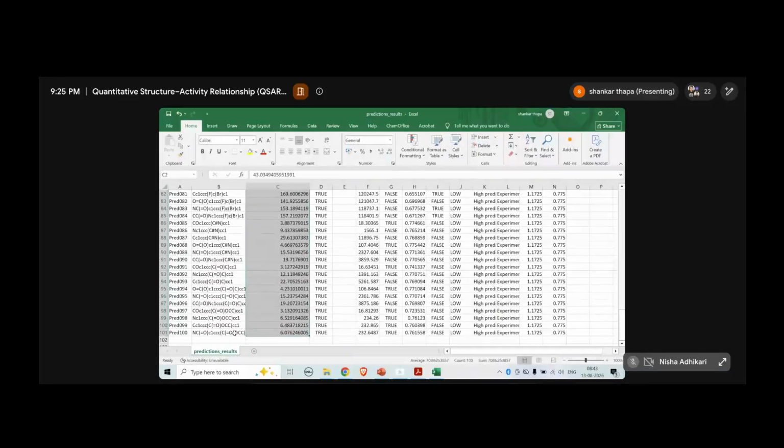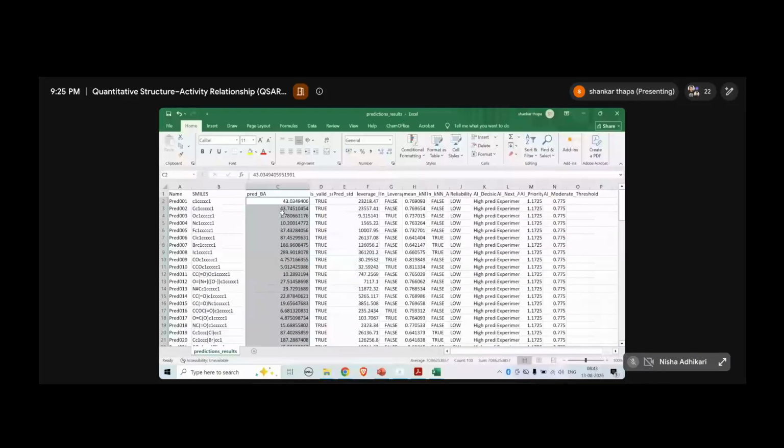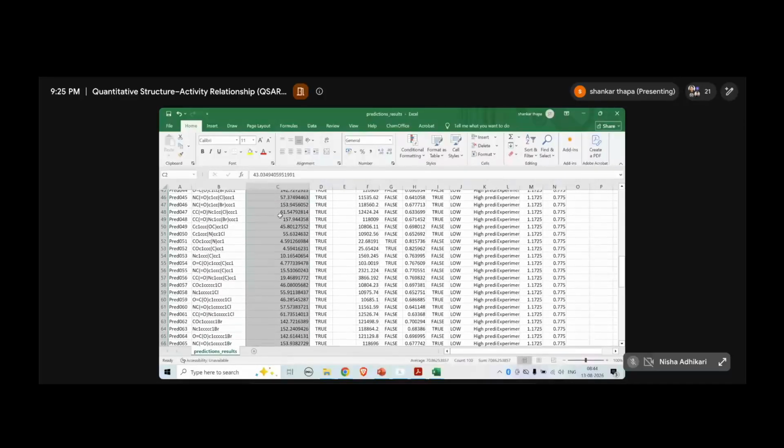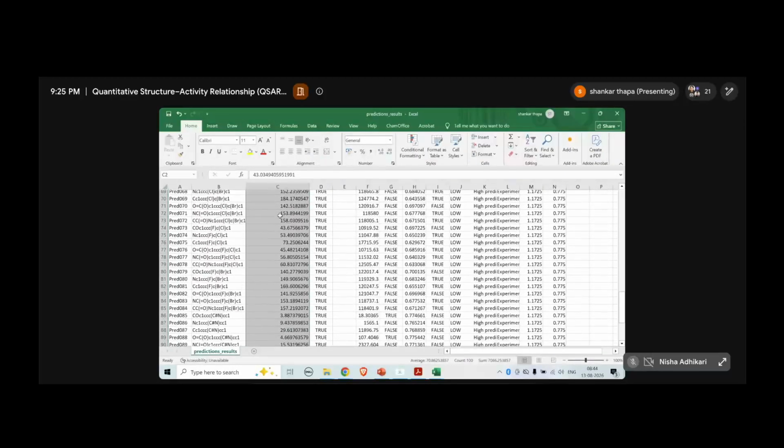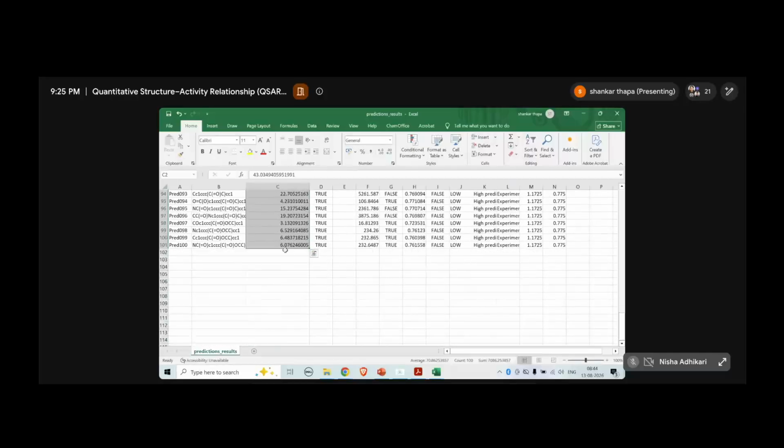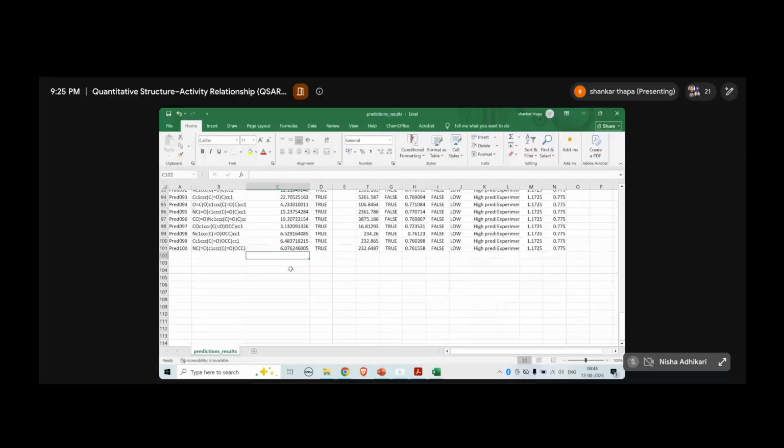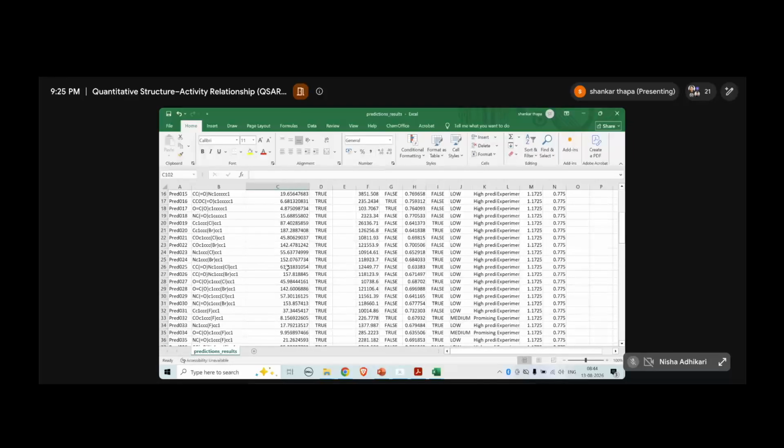So now among these 100 compounds, on the basis of this predicted value, you will find out which compound is best or which compound needs to be selected for synthesis and validated through experiment. So no need to synthesize all 100 compounds. In that way it saves time and money also. So that is the use of QSAR model development.